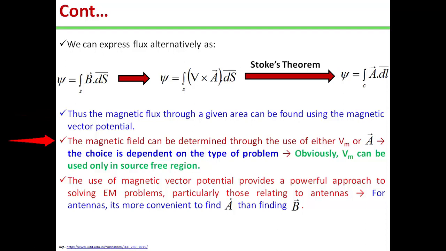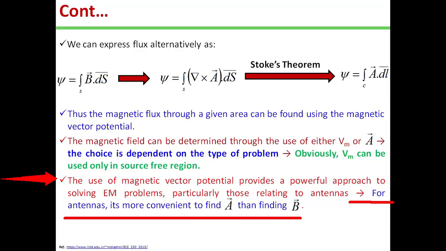Also, the magnetic field can be determined using either Vm or magnetic vector potential A. This choice is dependent on the type of problem, except that Vm can be used only in a source-free region. The use of magnetic vector potential provides a powerful approach to solve electromagnetic problems, particularly those relating to antennas. For antennas, it is more convenient to find the magnetic vector potential A rather than finding the magnetic flux density B.